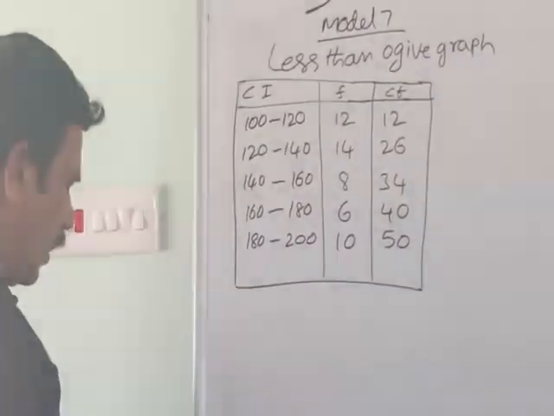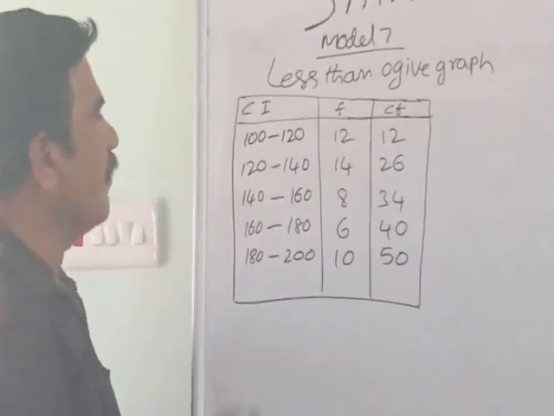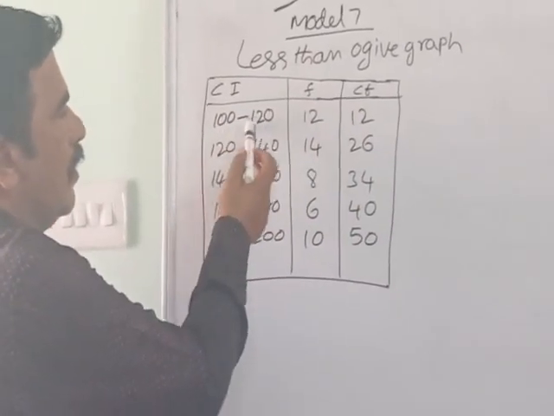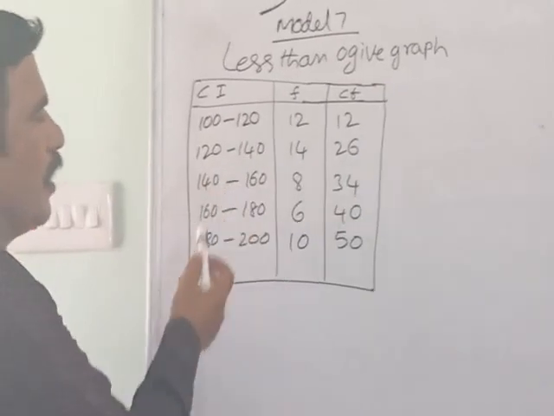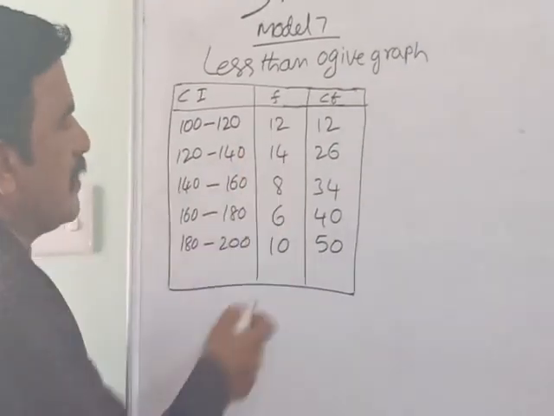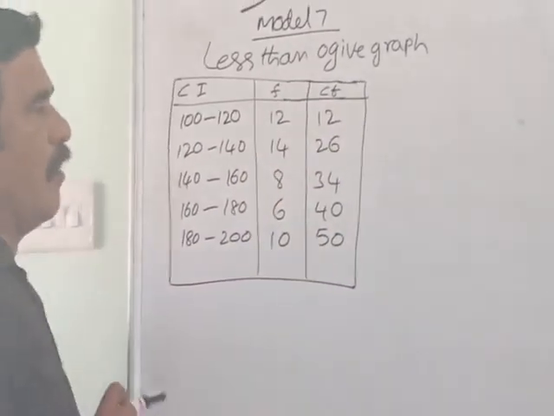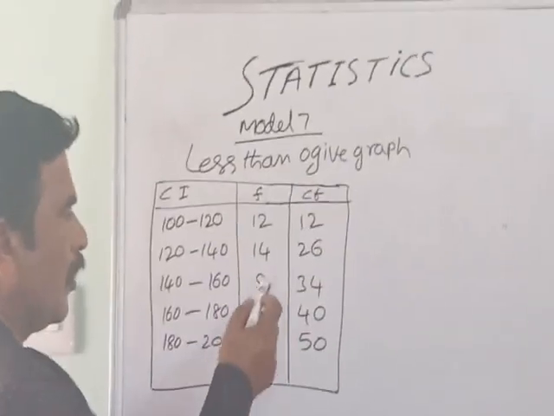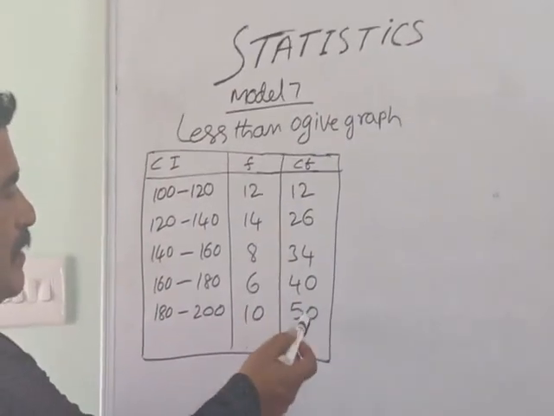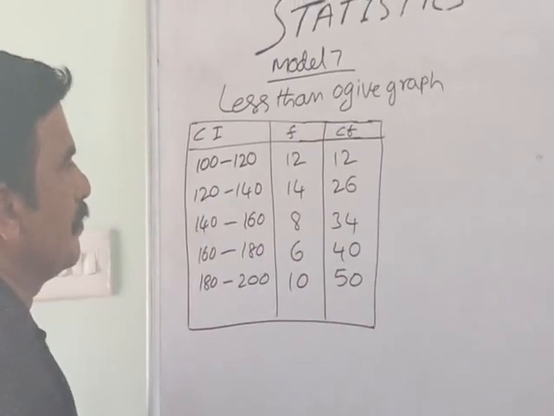Less than ogive graph is also important from the exam point of view. What he gives is class interval and frequency. Class interval 100 to 120, 120 to 140, like this he gives class intervals and frequency. We must prepare the cumulative frequency column: 12, 12 plus 14 is 26, 26 plus 8 is 34, 34 plus 6 is 40, 40 plus 10 is 50. We must prepare the cumulative frequency column.